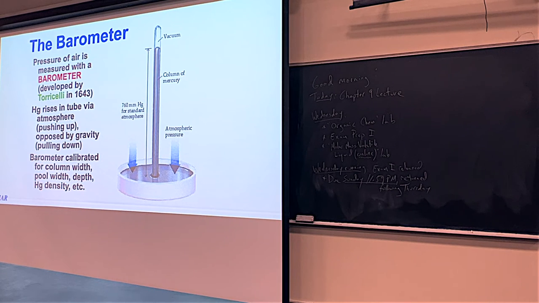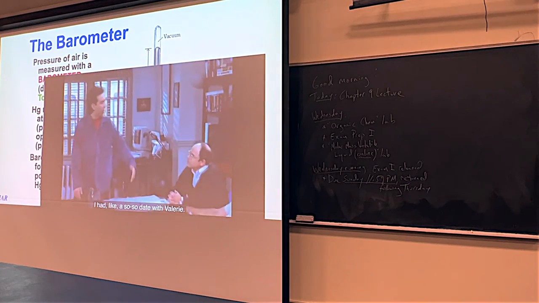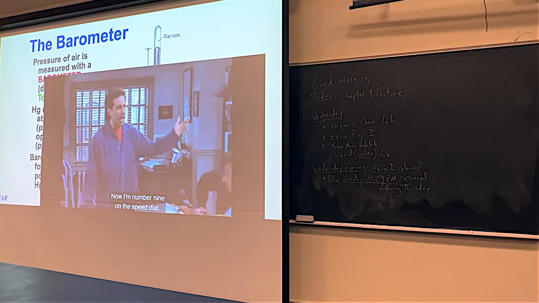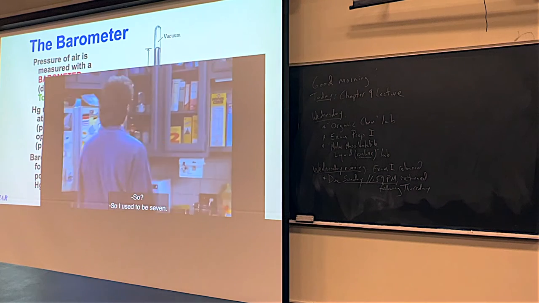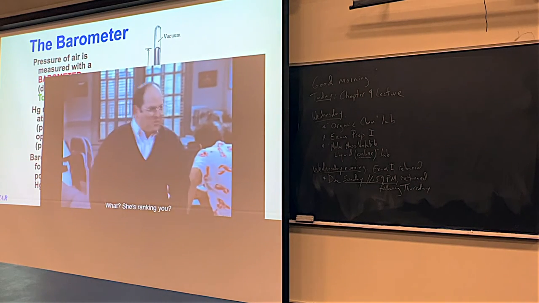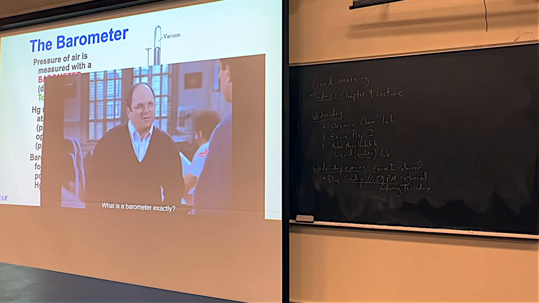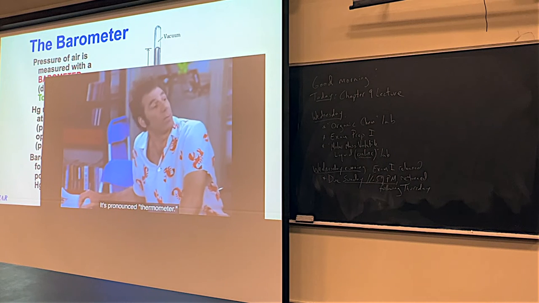Okay. I had a so-so date with Valerie. Now I'm number 9 on the speed dial. So? I used to be 7. I dropped 2 spots. What, she's ranking you? Yeah, the speed dial is like a relationship barometer. What is a barometer exactly? It's pronounced thermometer.